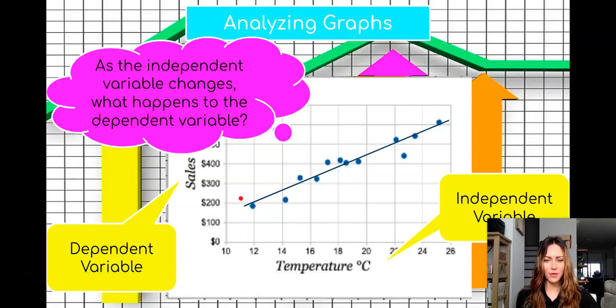that as temperature is increasing from about 12 all the way up to almost 26, I can also see that the sales are increasing from down here in the 200 range all the way up to around 800 or more. So as temperature increases, sales also increase.